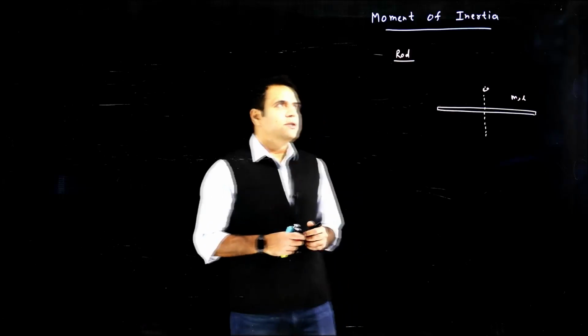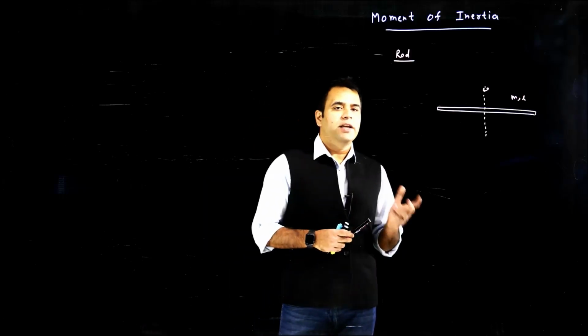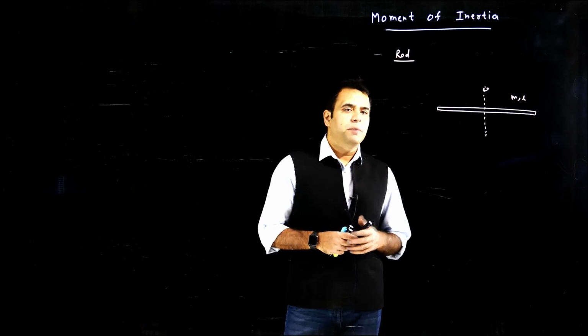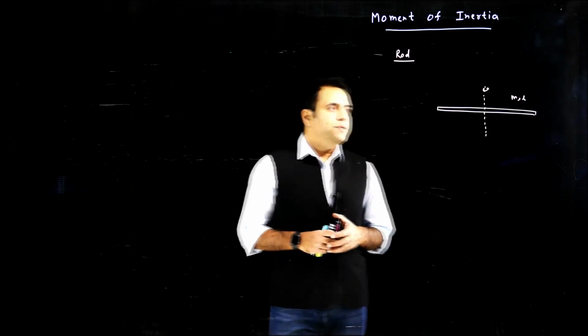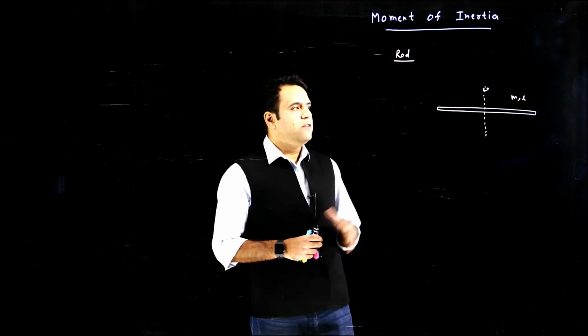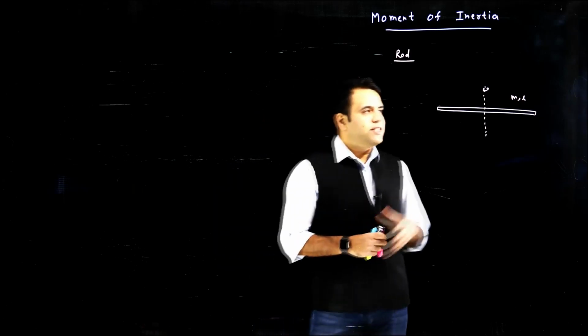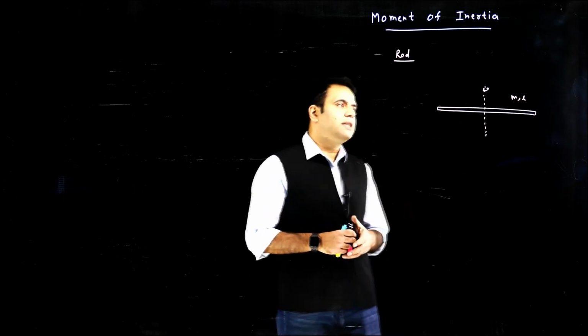Hello. So now we'll do the moment of inertia for a linear object, and the first linear object we will pick is a rod. In this lecture we will calculate the moment of inertia of a rod for which the mass is m and the length of the rod is given as L.